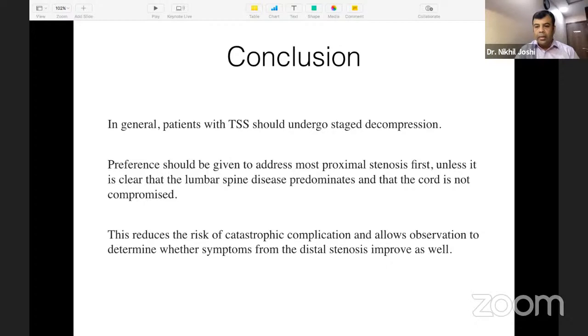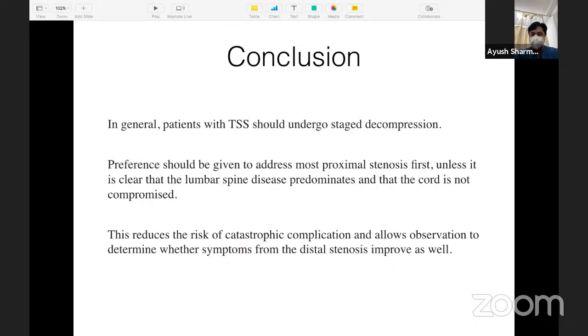Anybody else want to add anything, or should we move on to the next paper? I think Ayush, you and me are the only ones. Yeah, no problem. Let's go for the next one and then we'll discuss. Okay.